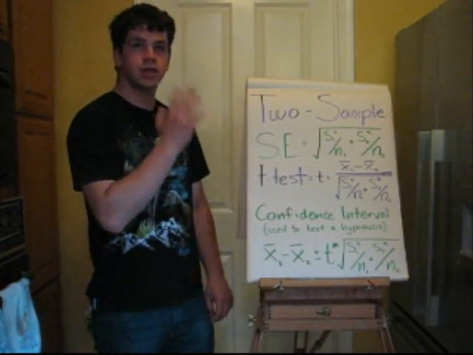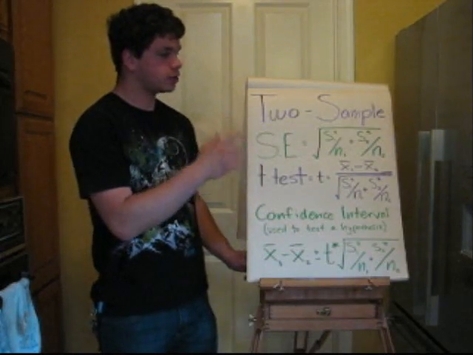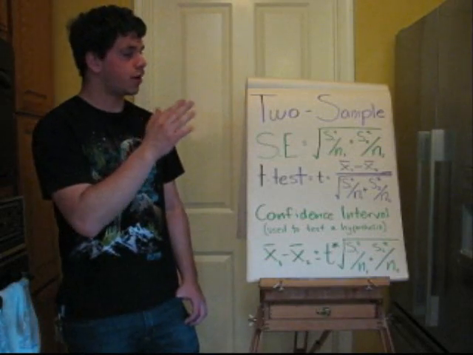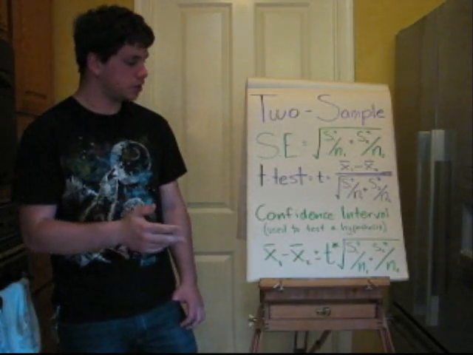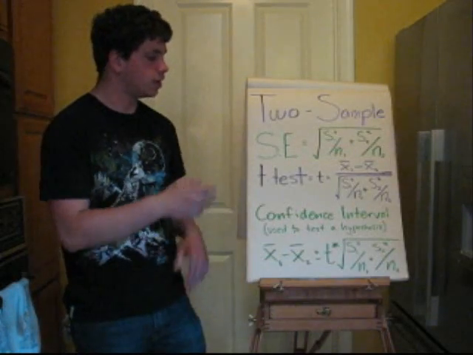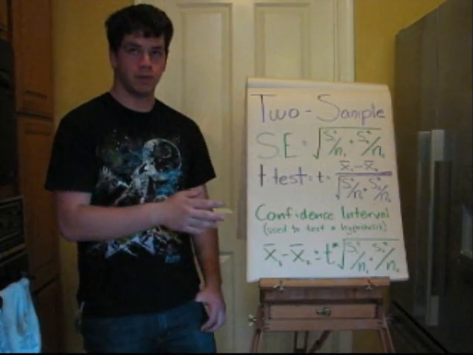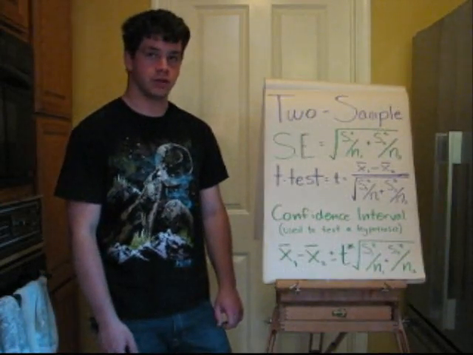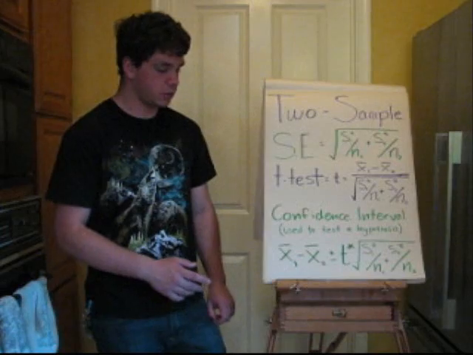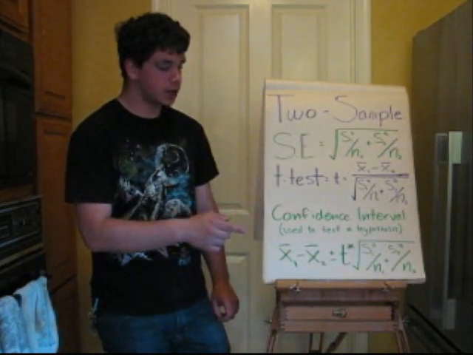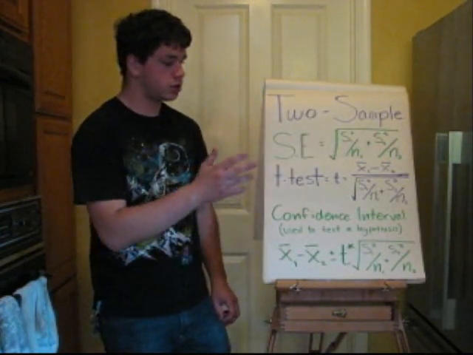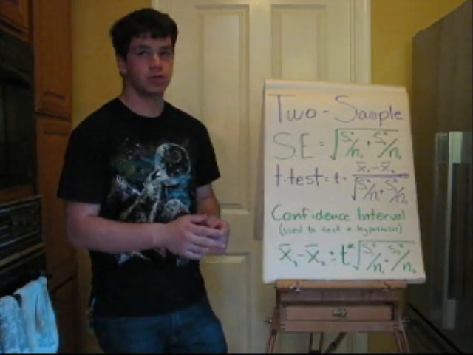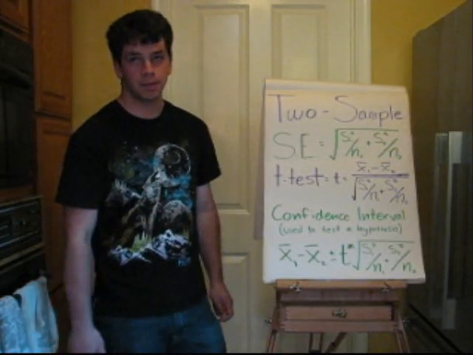So this is what you need to know for two sample statistics. First off, you need standard error, which is the square root of S1 squared divided by N1 plus S2 squared divided by N2. Now you'll be using this in your t-test, which will consist of t equaling sample mean 1 minus sample mean 2 divided by your standard error. Your confidence interval will consist of sample mean 1 minus sample mean 2 plus or minus t star times your standard error. Now, you'll be using these confidence intervals when testing out your different hypotheses.